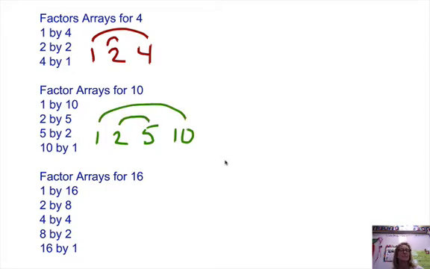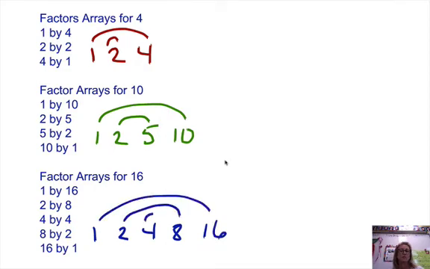How about 16? I've listed them there, row by column, and you have a couple more. So you could come up with 1, 2, 4, 8, and 16. And you can see there how those factors are arranged in the order of 1, the connecting points. 1 times 16 would be a factor pair, 2 times 8 a factor pair, and 4 times itself another factor pair. Let's look at some more numbers.